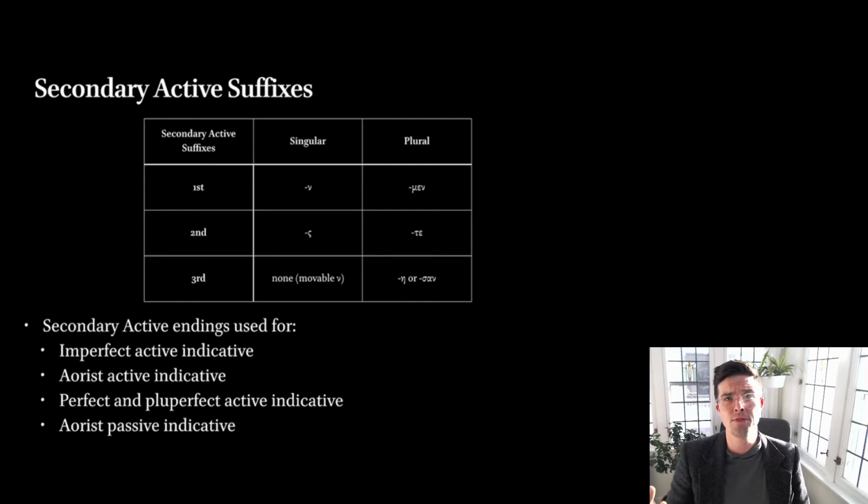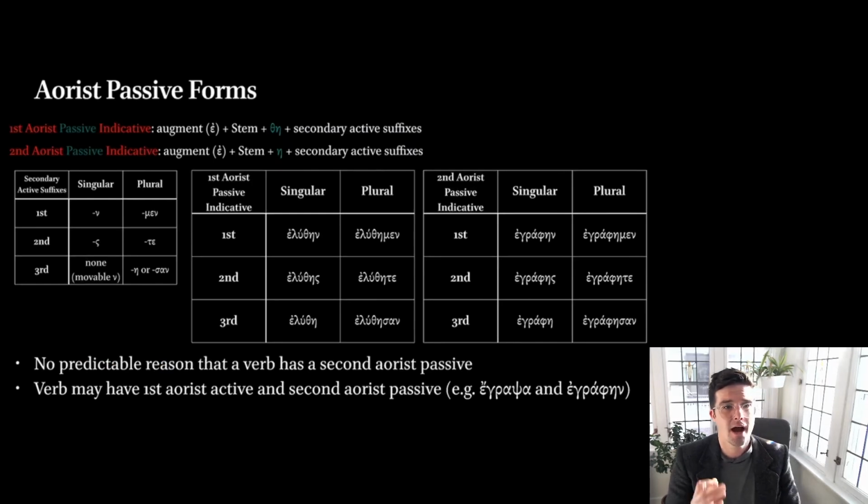And so note the oddity here that all of these three are active, and that these are secondary active suffixes, even though they're going to be on the aorist passive. And something else is going to give us a strong hint to the passive, even though we have secondary active endings here. And what that strong hint is going to be is what is called the passive formative. So here we could call it the voice formative, because it tells us what voice it is. It's going to be in the first aorist passive a theta eta, and in the second aorist passive an eta.